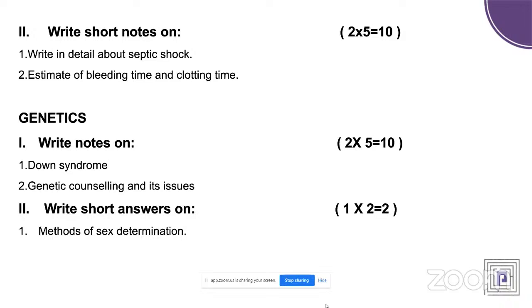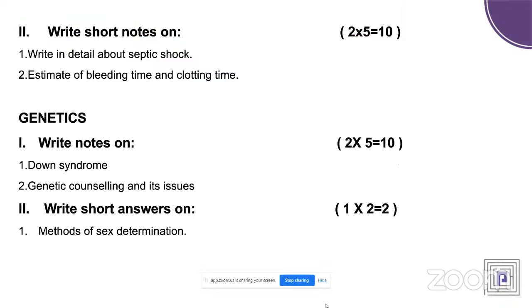Estimate of bleeding time and clotting time. Clotting time we do with the tube method or capillary method. So we have to write the normal values of bleeding time and clotting time, and how you will estimate them, with what kind of processes, and write notes.